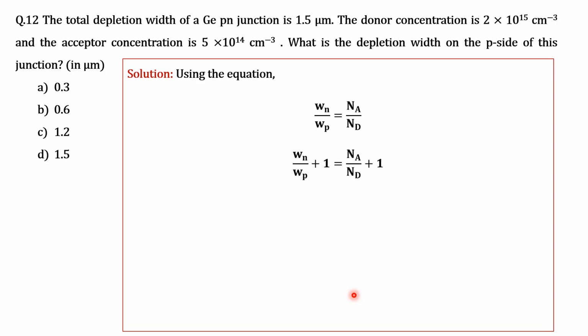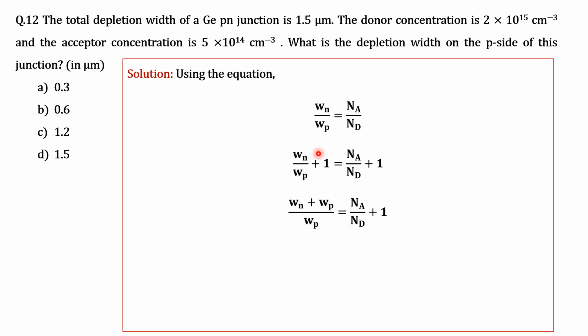So basically what you can simply do is add 1 on both sides, and then what will happen? We are adding 1 so that in the numerator we have Wn plus Wp, and that is basically the whole W value, and rest all values are known to us and we can find out Wp.